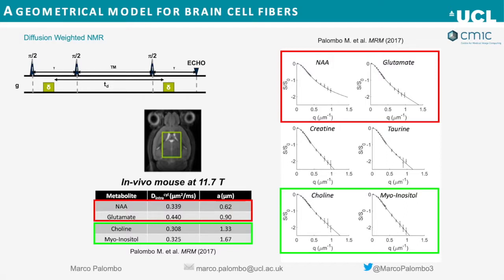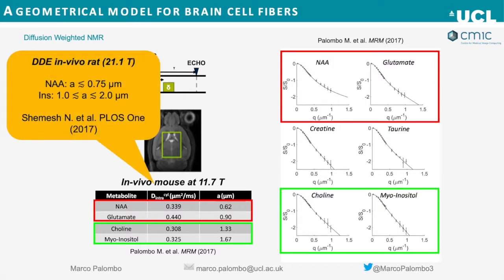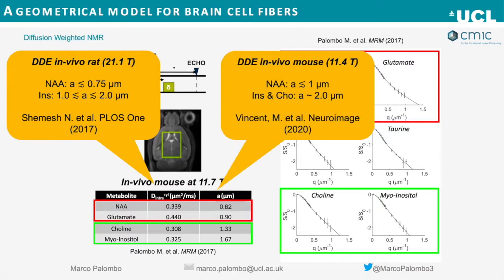These results have been later confirmed by Shemesh and co-workers and by Vincent and co-workers using a different approach based on double diffusion encoding. However, Vincent et al. also showed that other features such as soma and branching may indeed affect the double diffusion encoding signal modulation, and should be taken into account when modeling this kind of data.